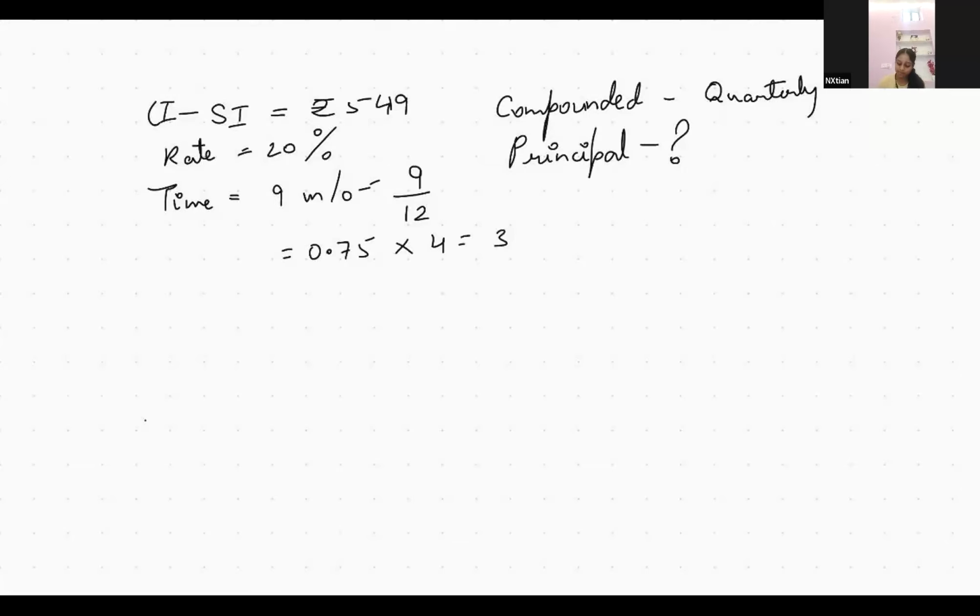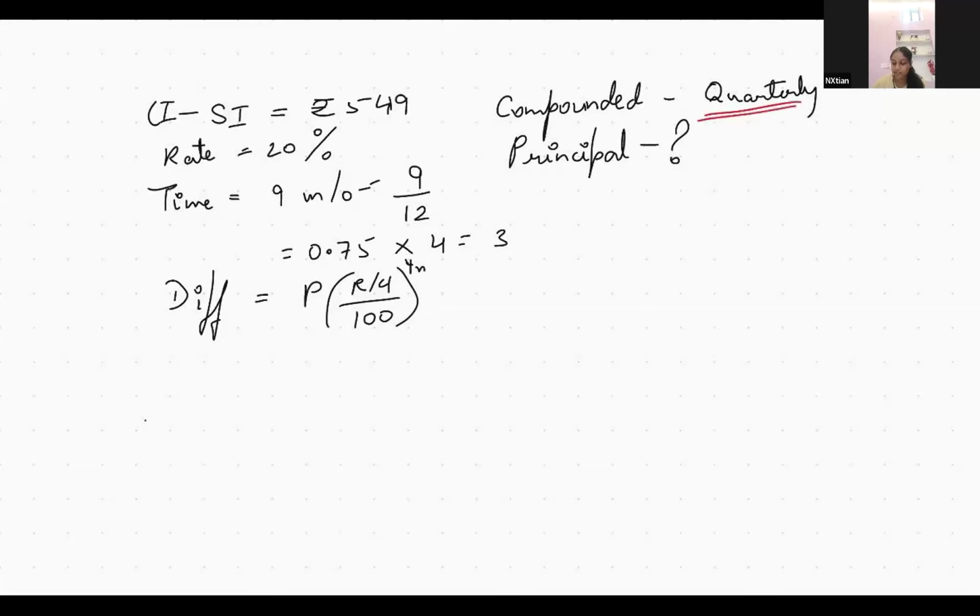Now, the formula: difference equals principal into the bracket rate by 4 by 100 raised to the power n. How do we know when it's rate by 4 and 4n, and when it's not? Rate by 4 by 100 because the question is telling you that it is compounded quarterly.